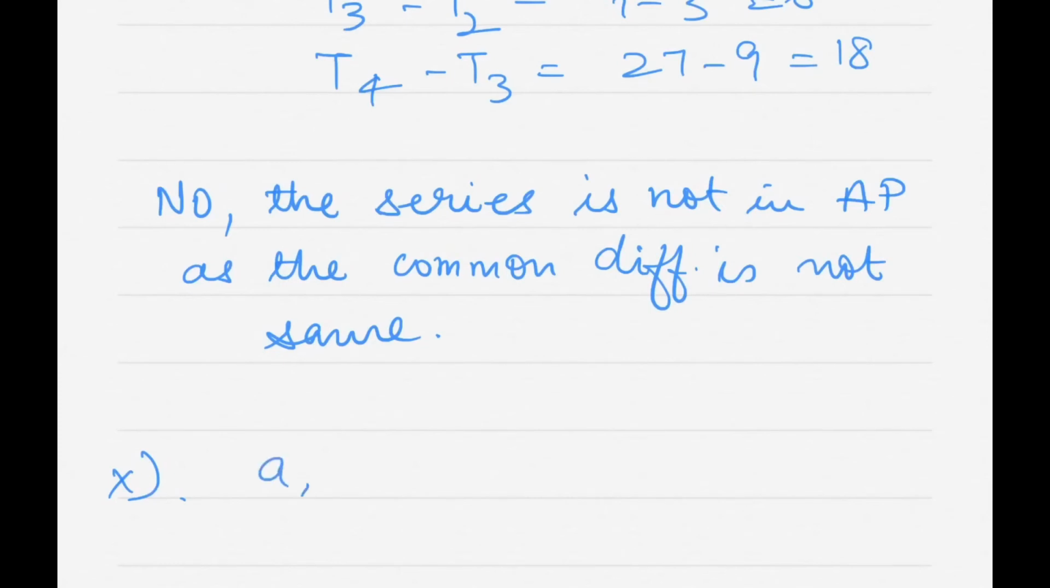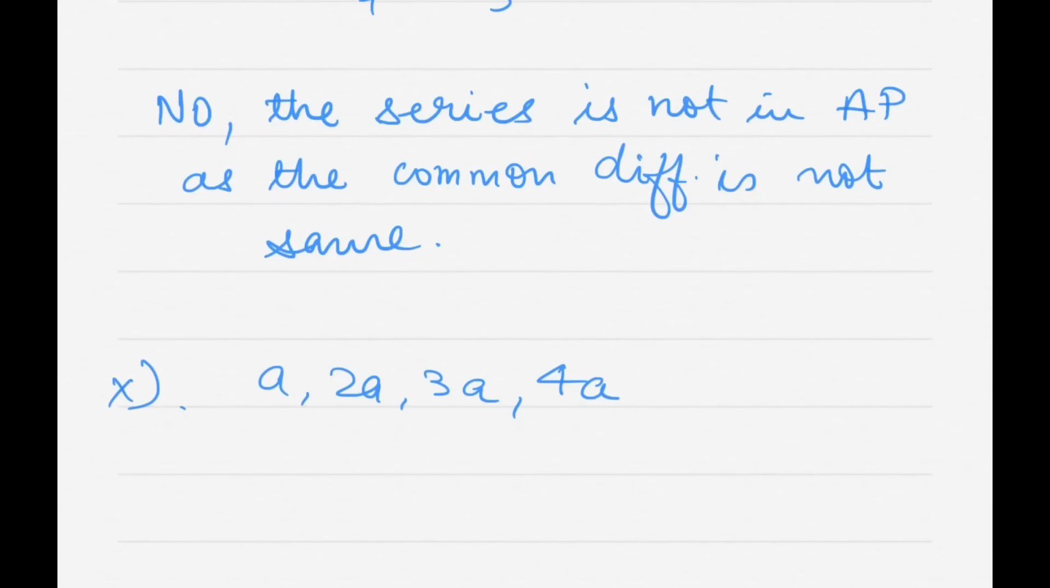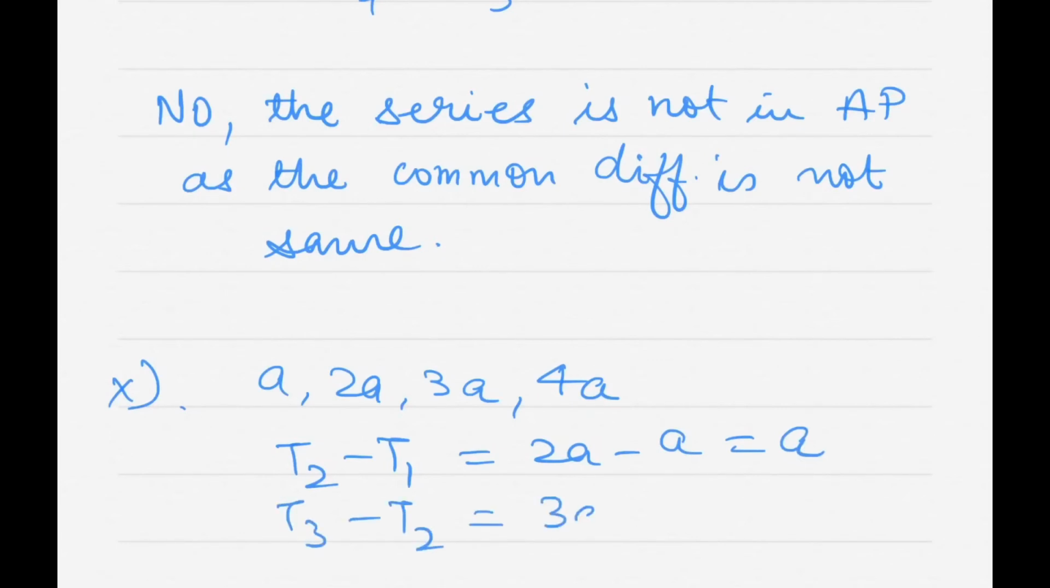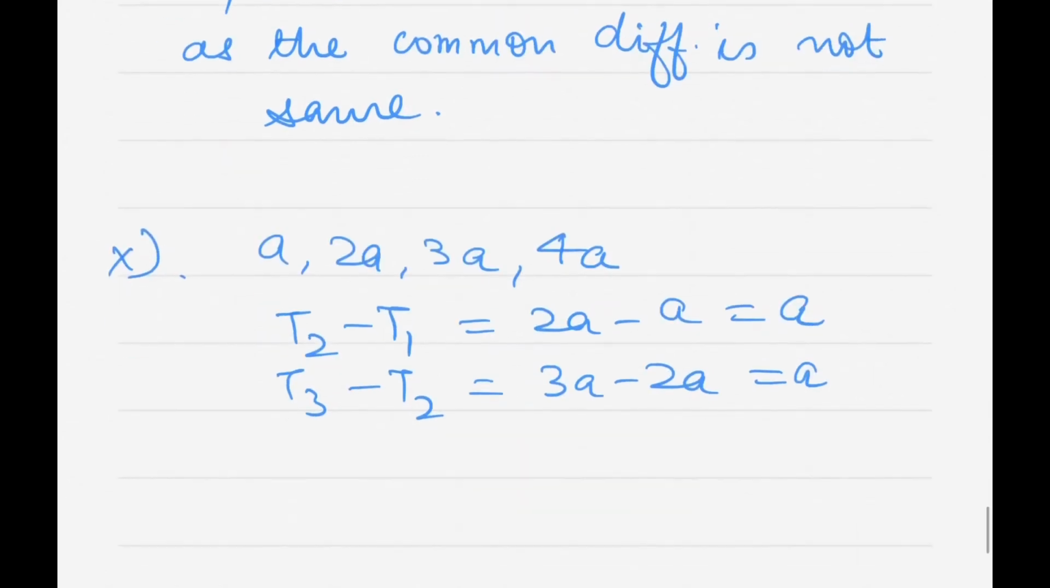10th part is A, 2A, 3A. They are giving all different varieties. So now guys, all different variations of the question, so that you can understand when they are in AP or not, and what would be the common difference, and you can figure out the next four terms. Now T2 minus T1 is equal to 2A minus A, so A. T3 minus T2 is equal to 3A minus 2A, so A again. T4 minus T3 is equal to 4A minus 3A, so A again.